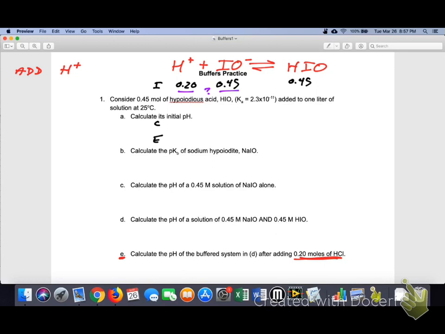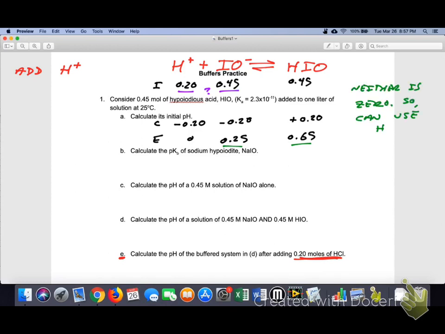So then I've got kind of a limiting reactant type question. When the H plus starts being neutralized by the conjugate base, what do I run out of first? Well, in this case, I'm going to run out of the H plus. And so the change is going to be minus 0.20. Finishing out the ice chart, I end up with a 0 of the H plus that I added, 0.25 of the conjugate base, and 0.65 of the weak acid.